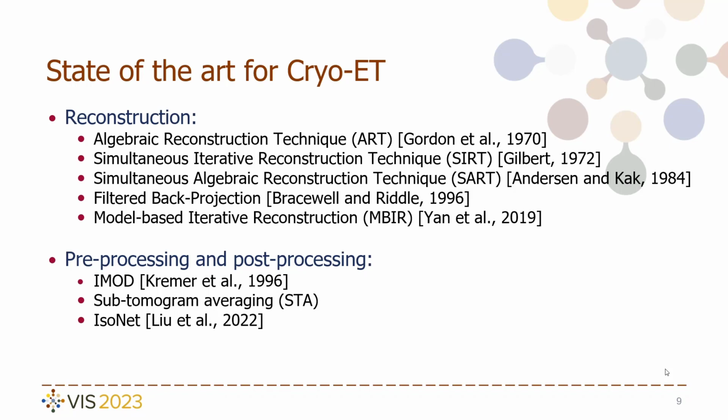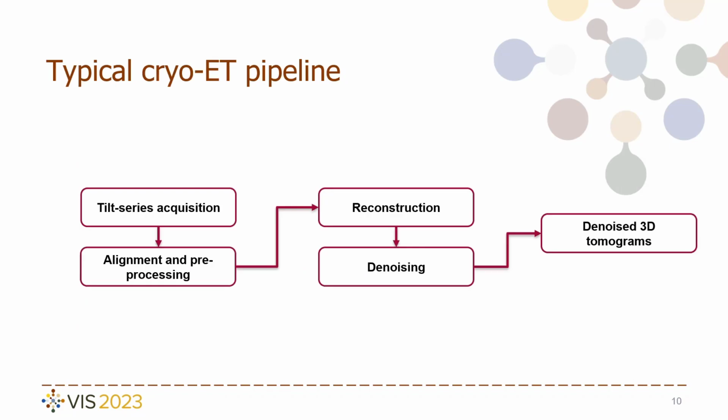Before reconstruction, alignment and other pre-processing steps must be performed. IMOD includes the necessary pre-processing techniques. And after reconstruction, a common technique is subtomogram averaging, but this one is manual and time-consuming. There are also some automatic refinement tools like ISONET, which is a deep learning tool that may remove missing wedge artifacts for low-resolution tomograms. Now, let's see where our framework fits in the pipeline.